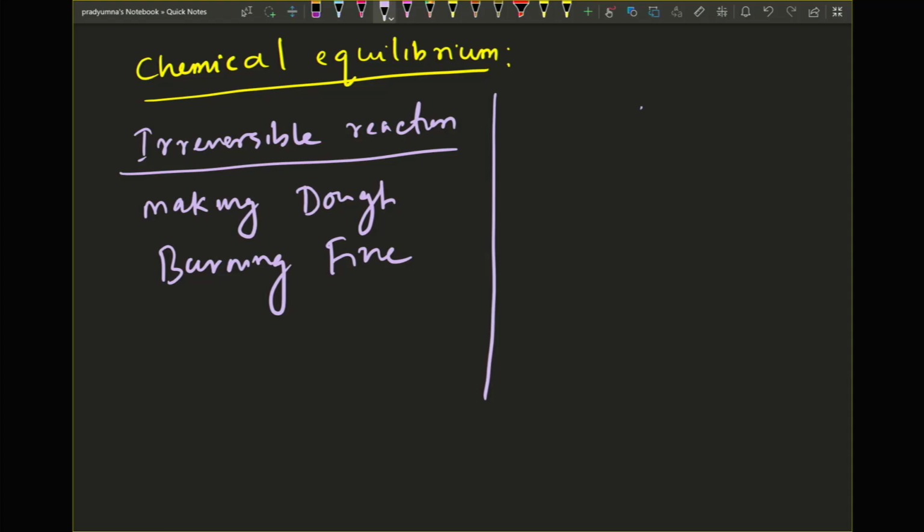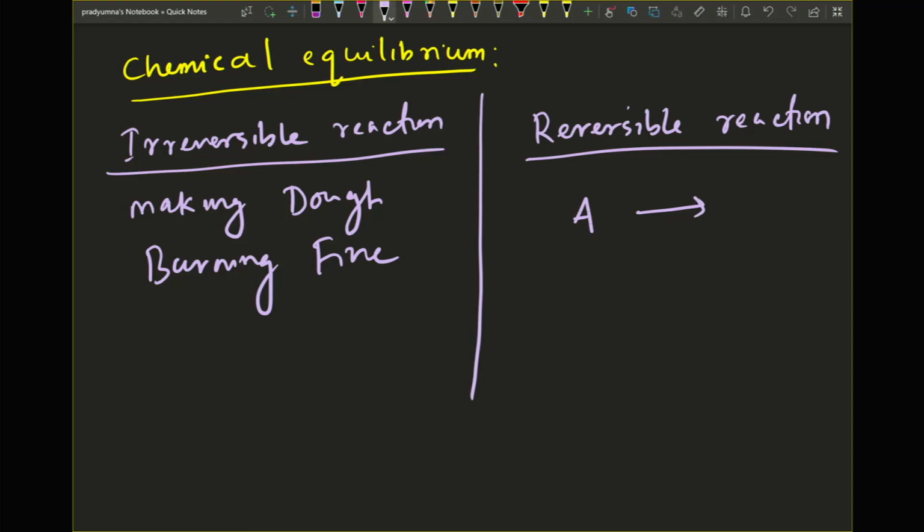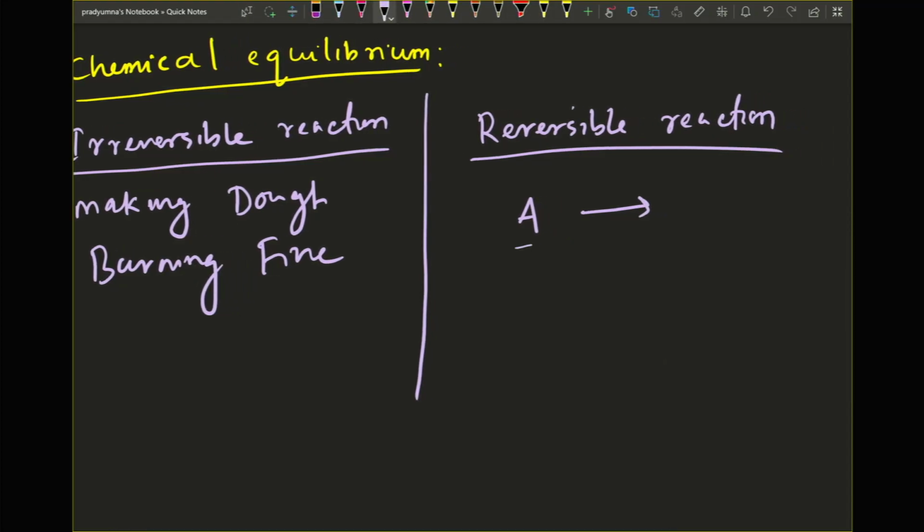But what is a reversible reaction then? A reversible reaction is a reaction that can go on either side. So let's say if you have a reaction where A is changing into B, well, after a certain point of time, B can also change back to A. Do you get the idea? So it can go either direction. It's a two-way lane. So A can change into B, or B can change back to A.